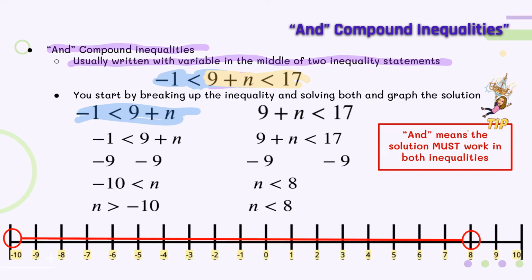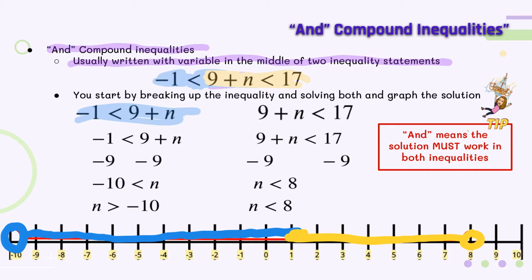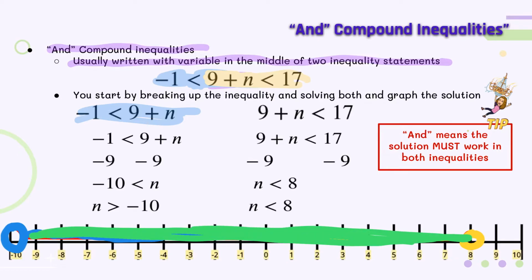We graph both solutions. First we're going to start by graphing n is greater than -10. So I've got my -10, and I will do my arrow. And then I also have n is less than 8. If I find my green, because yellow and blue make green, this whole section is the solution. "And" means that the solution must work for both inequalities.